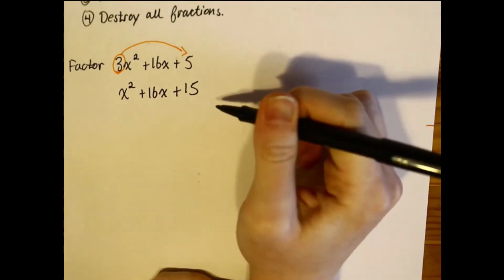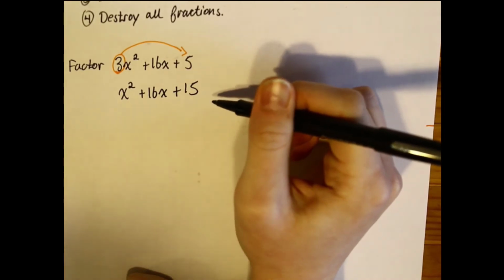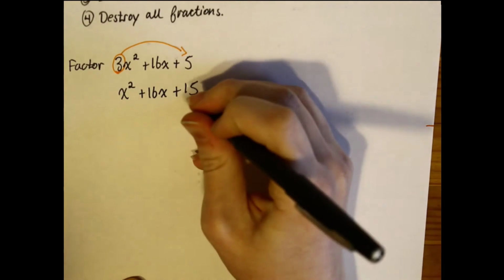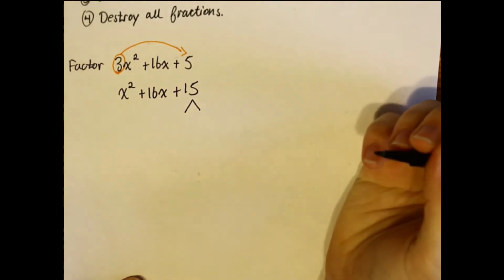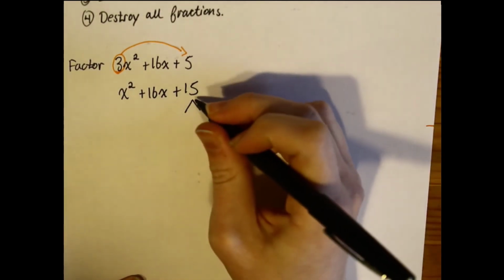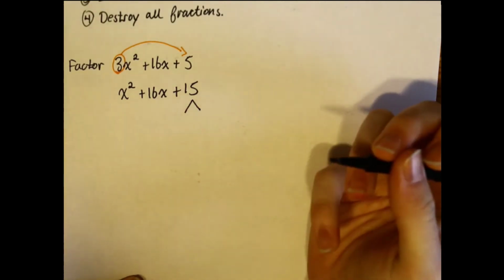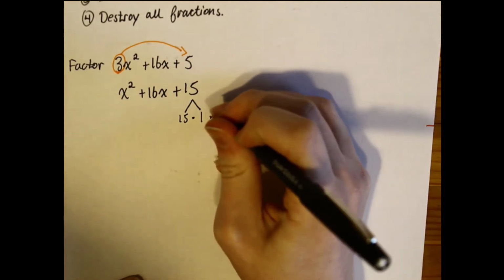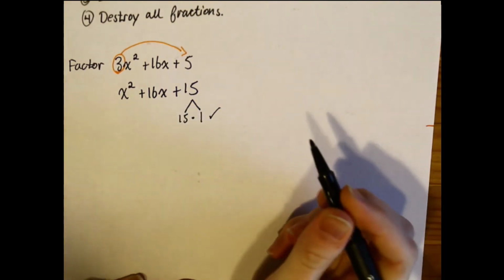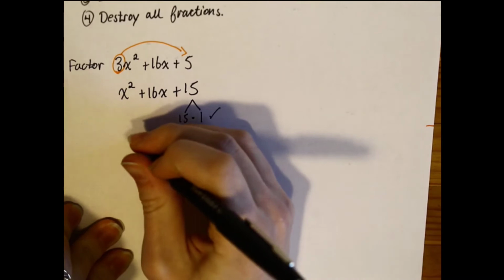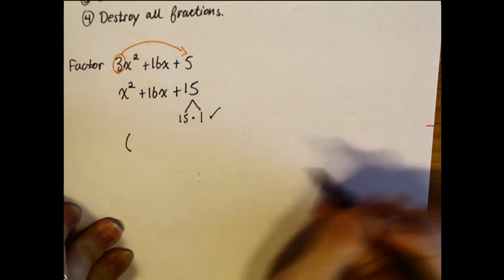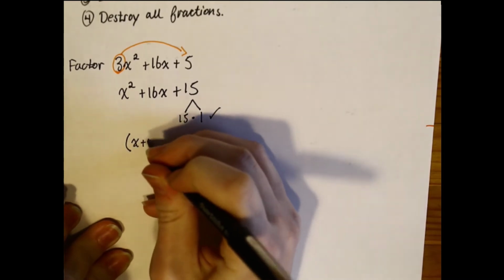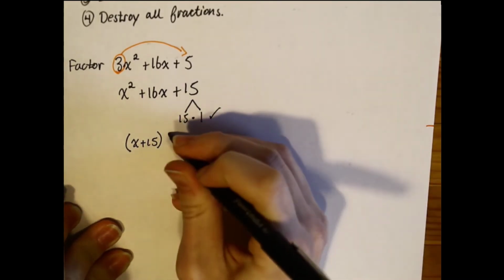So now we have a new quadratic, and we know how to factor this. We've done it a million times. So I'm going to look for factors of 15 that are both positive, and when I add them up, I get 16. Well, I don't have a ton of options. It has to be 15 times 1, because when I do 15 plus 1, I get 16. Okay, sweet. So now I'm going to write my two binomials: x plus 15 and x plus 1.